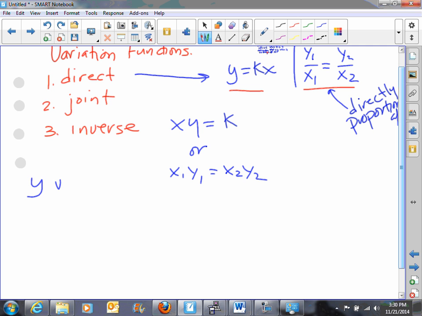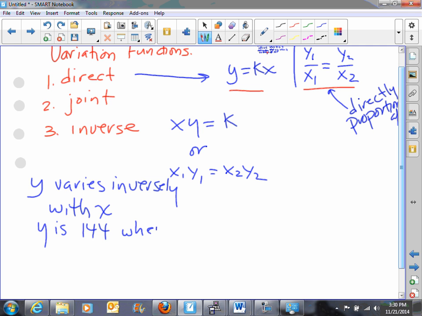Y varies inversely with x. Y is 144 when x is 3. What is y when x is 18?